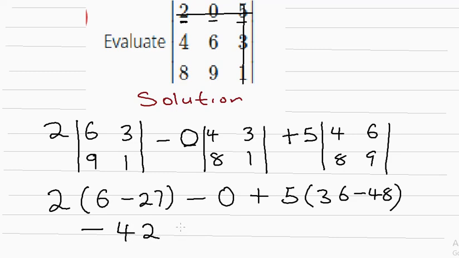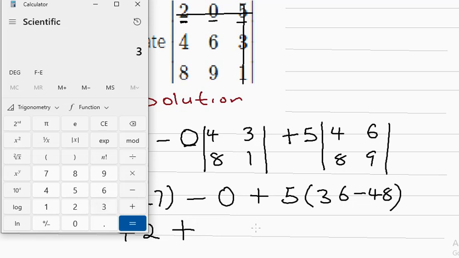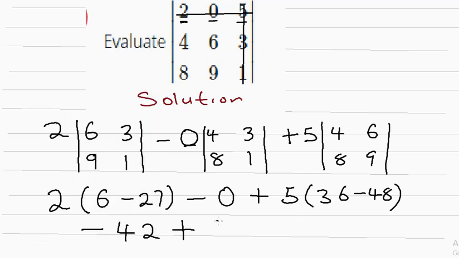Then, of course, plus 36 minus 48. That's minus 12. Times 5, that's going to give me minus 60. So this is going to be minus 42 minus 60. So that should give minus 102.